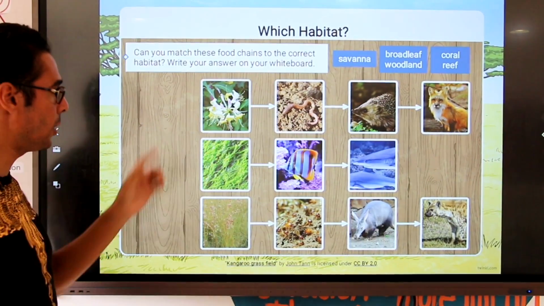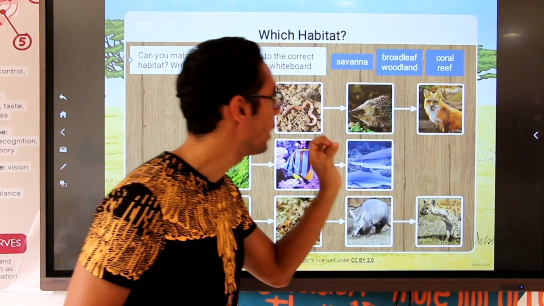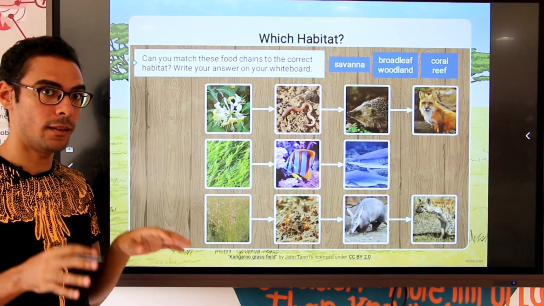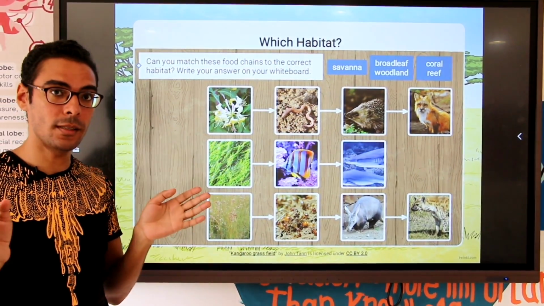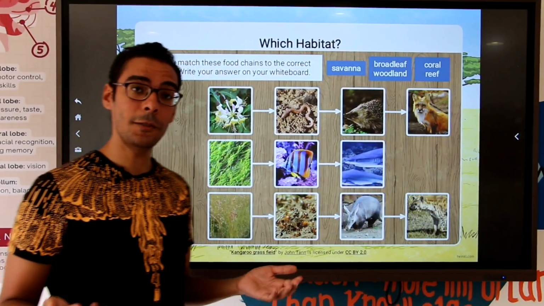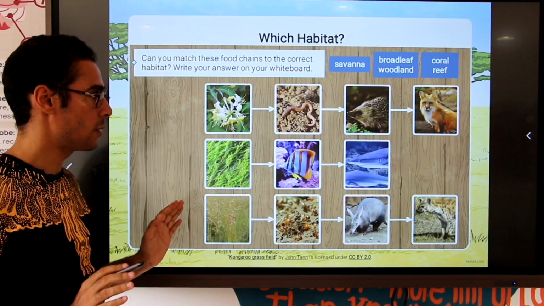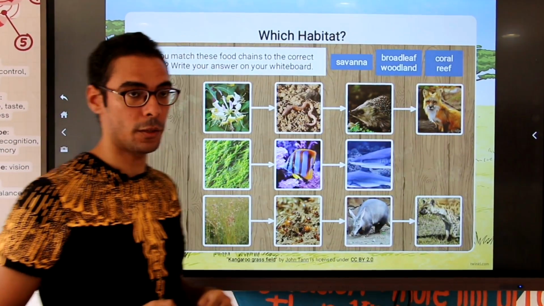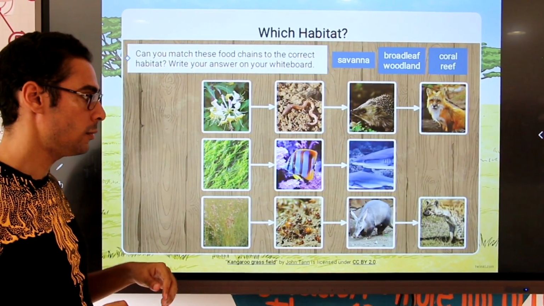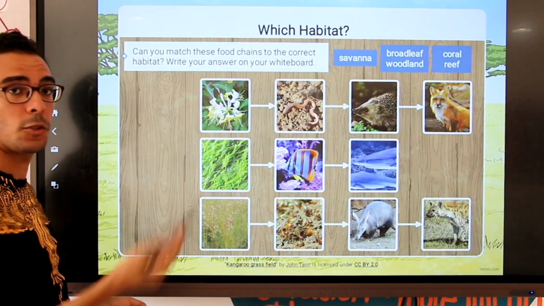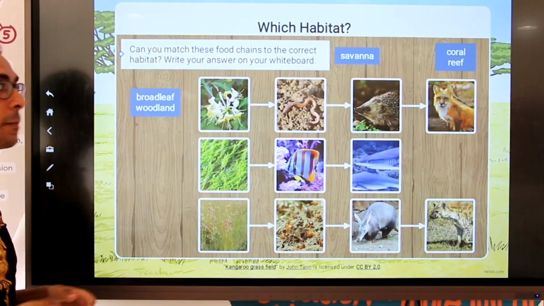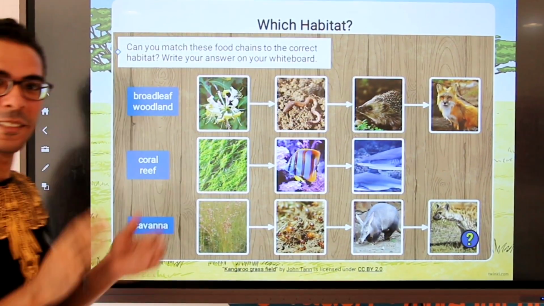I guess the following one contains animals that live in a woodland. They live in a place or an ecosystem like the forest. I recommend it's going to be the broadleaf woodland. The second one is really obvious. It matches the coral reef ecosystem. And the final one must be the savanna. So let's check our answers together. Perfect, you did a great job.